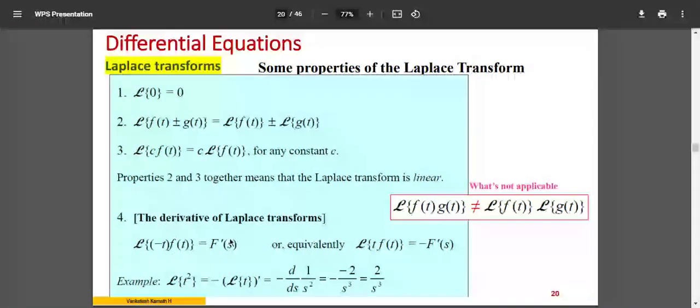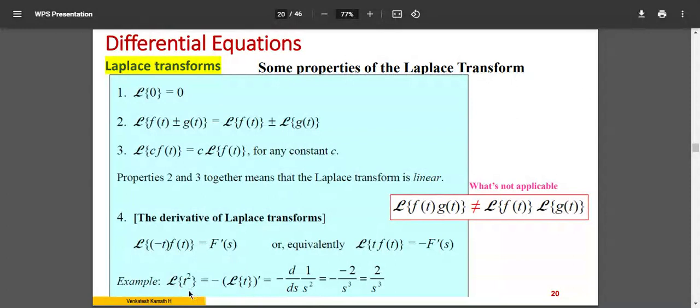That is the derivative of, say for example, f of t, which ends with f of s. You have to differentiate that equation with respect to s, and that becomes f dash of s. Okay. If the Laplace transform of f of t is f of s, then the Laplace transform of minus t into f of t will be equal to the first derivative of f of s, f dash of s.